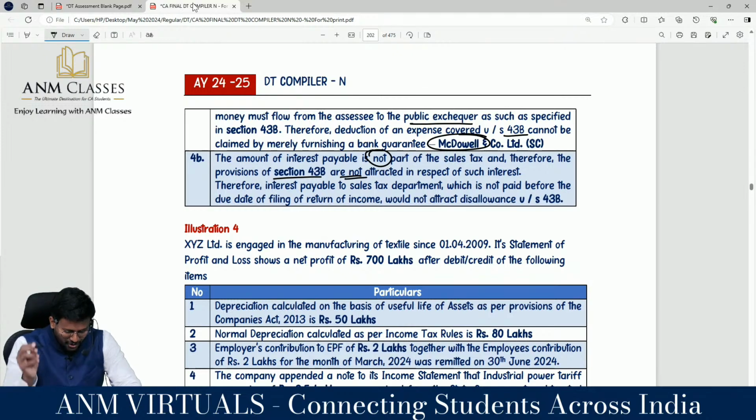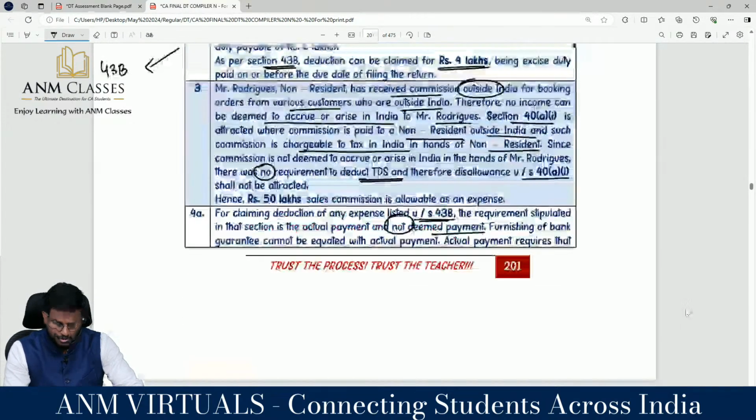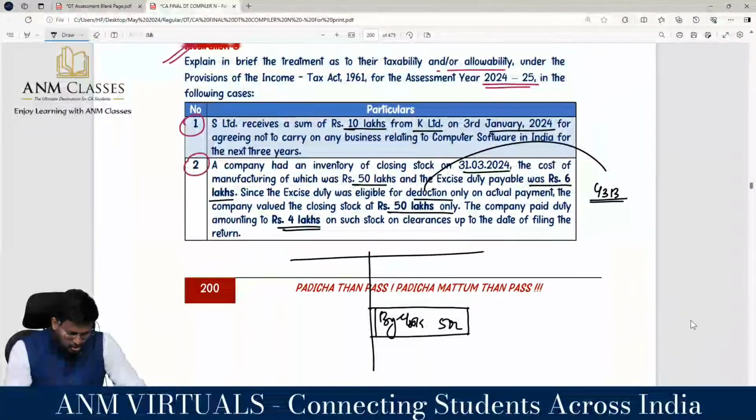Therefore, interest payable to the sales tax department, which is not paid before the due date for filing the return of income, would not attract disallowance under section 43B. Clarity? So, let us consolidate these questions.